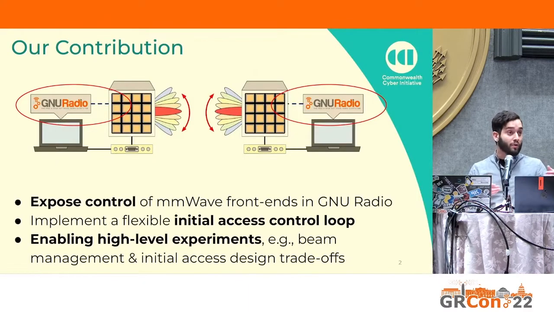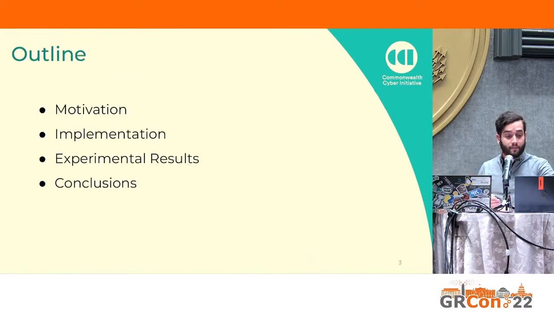Beyond that, once you're able to control the radios in the millimeter wave, we also did a complete initial access control loop, allowing two different frontends to locate each other and find the best beam direction to communicate. With that, we enable a bunch of different high-level experiments where you can point your beams to different regions, at different points in time, and you can also test design trade-offs in your initial access procedure, tailoring that to suit your needs.